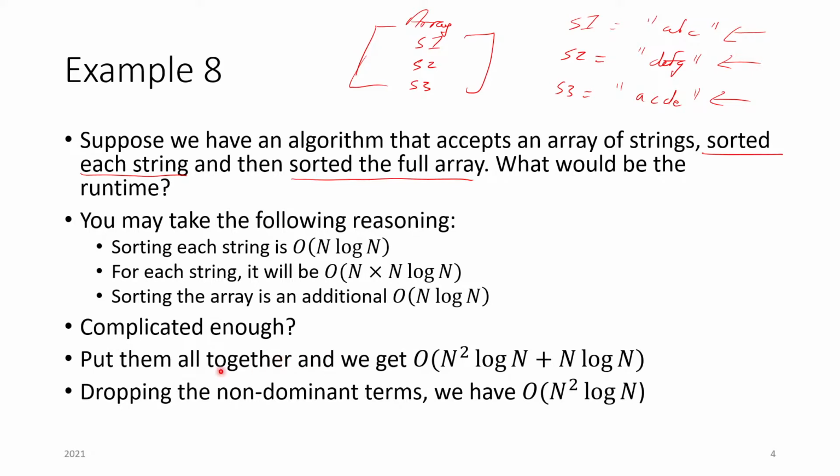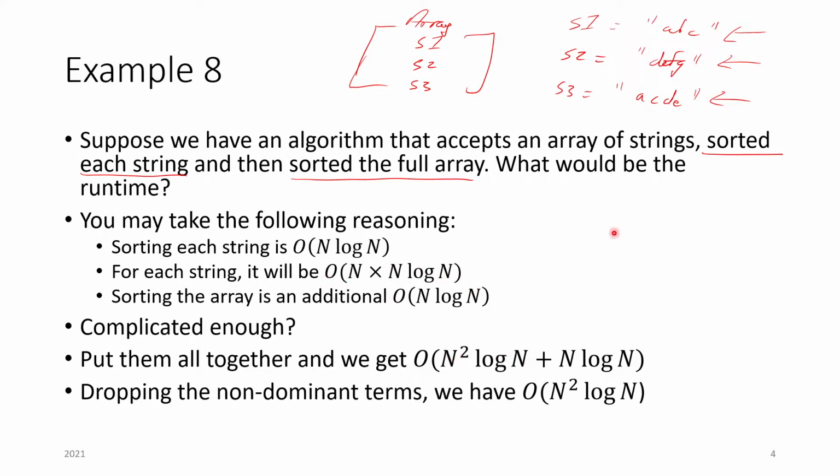Now, you may think when we put them all together, we get order of n squared log of n, which is for each string here, plus n log of n, which is where we sort the array. So this is for each string where we sort all the strings with respect to their characters. So this is order of n squared log of n here.